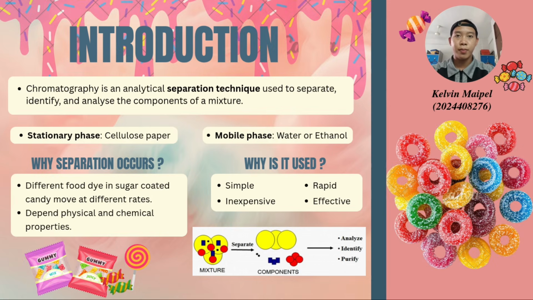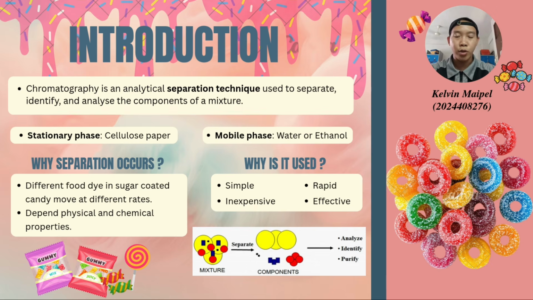Today our topic is food color analysis, detection of food dye in sugar-coated candy using paper chromatography. To begin with, chromatography is an analytical separation technique used to separate, identify and analyze the components of a mixture. This is an important analytical method because many samples contain more than one substance, and chromatography allows these components, such as food dye in sugar-coated candy, to be separated for analysis.